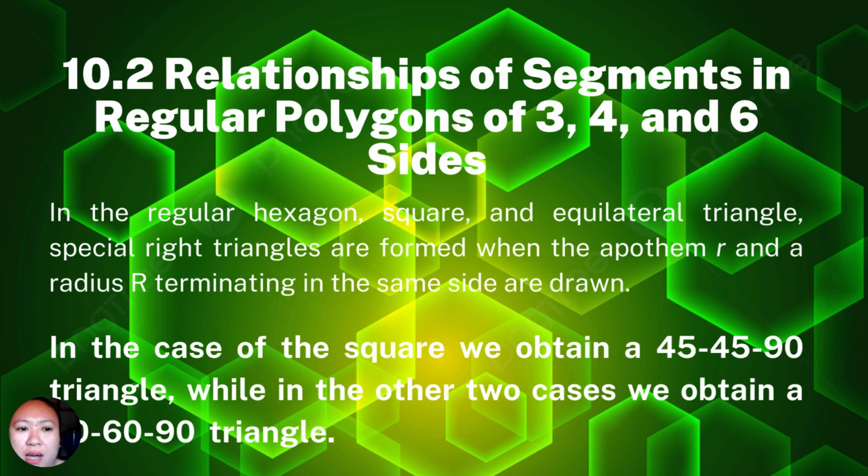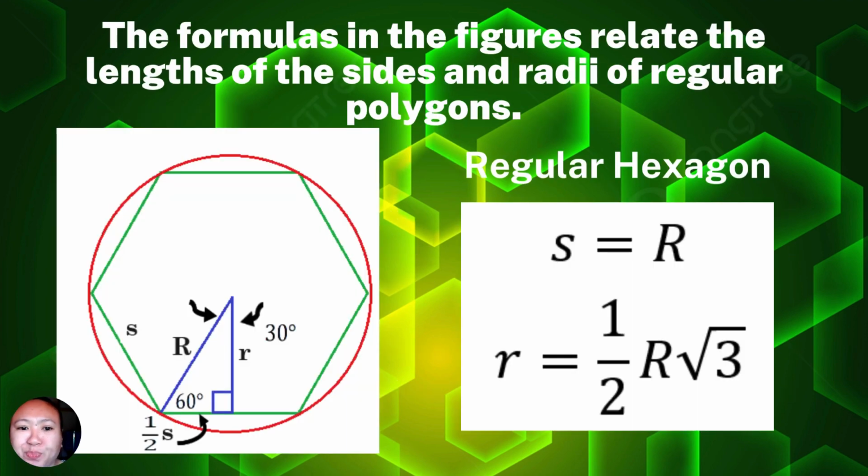Now let's have 10.2, the relationships of segments in regular polygons of 3, 4, and 6 sides. In a regular hexagon, square, and equilateral triangle, special right triangles are formed when the apothem r and a radius R terminating in the same side are drawn. In the case of the square, we obtain a 45-45-90 degree triangle, while in the other two cases, we obtain a 30-60-90 degree triangle. The formulas in the figures relate the lengths of the sides and radii of regular polygons.